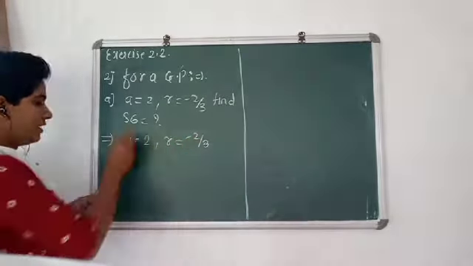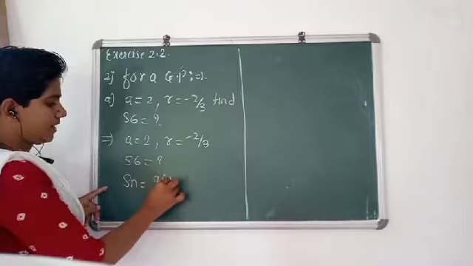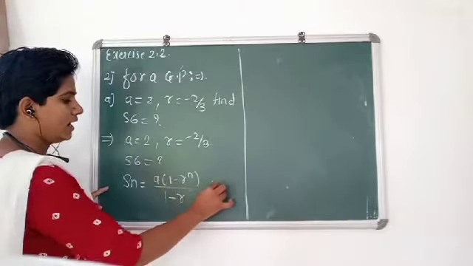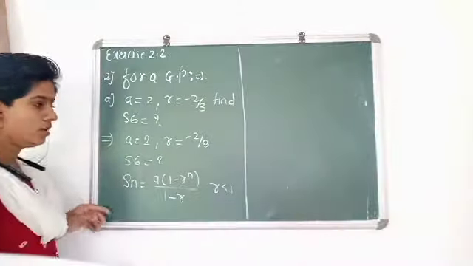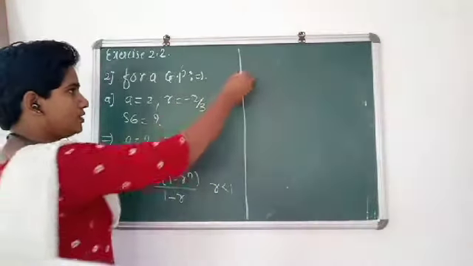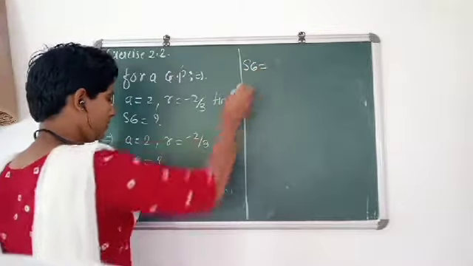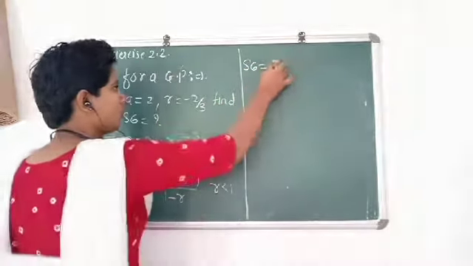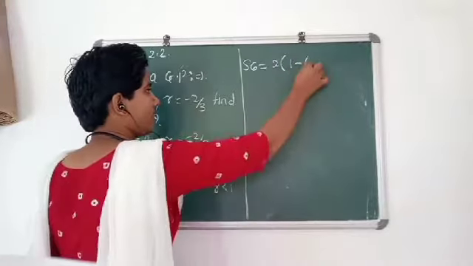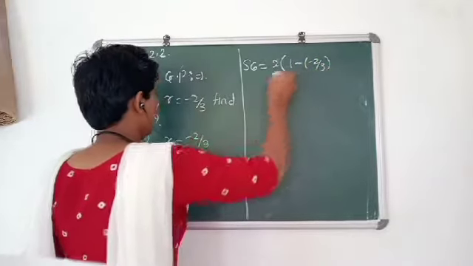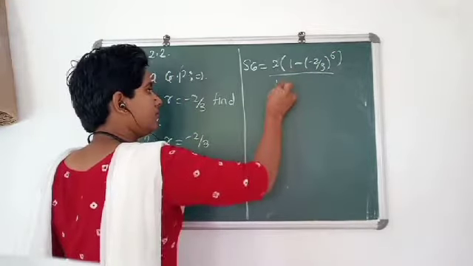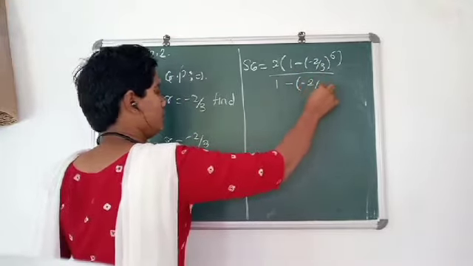So using the formula, Sn is equal to A inside the bracket 1 minus R raised to n upon 1 minus R, since R is less than 1, because the ratio is negative. So substitute here all the values. S6 is equal to, value of A is 2, 2 inside the bracket, 1 as it is, minus R raised to n, that is minus 2 by 3 raised to the power 6, upon 1 minus of minus 2 by 3.